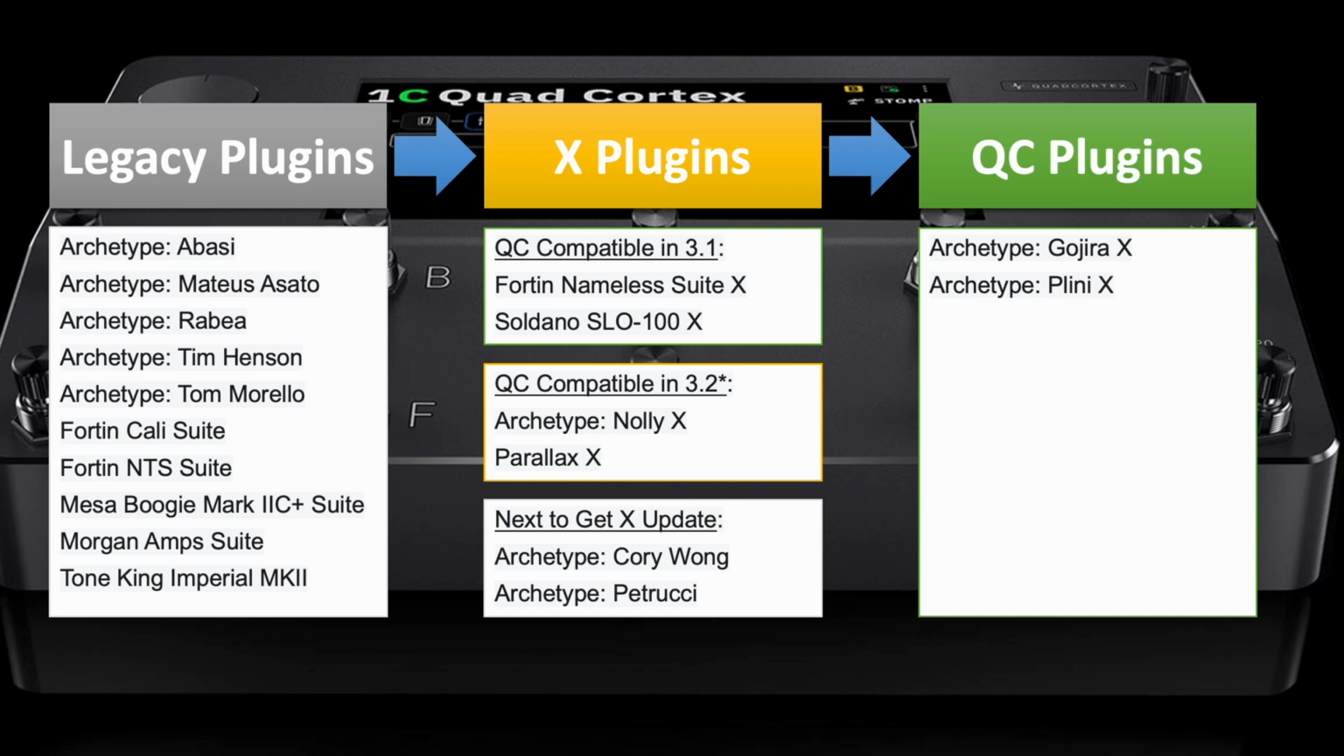So let's start out by talking about the process that plugins go through to become compatible on the Quad Cortex. In general, it's a two-step thing. You've got all the plugins that exist. The first thing that needs to happen is they need to be upgraded to the X version. And then the X versions need to be made Quad Cortex compatible.